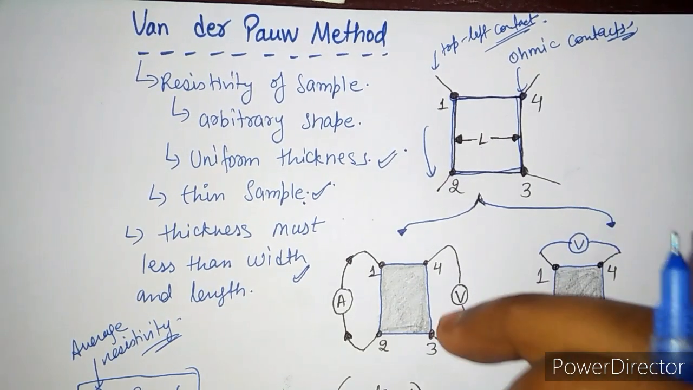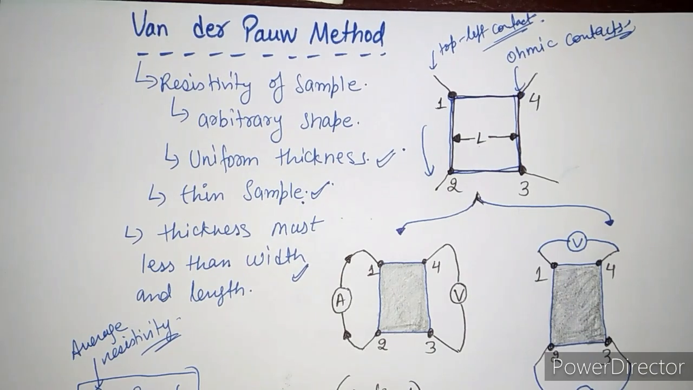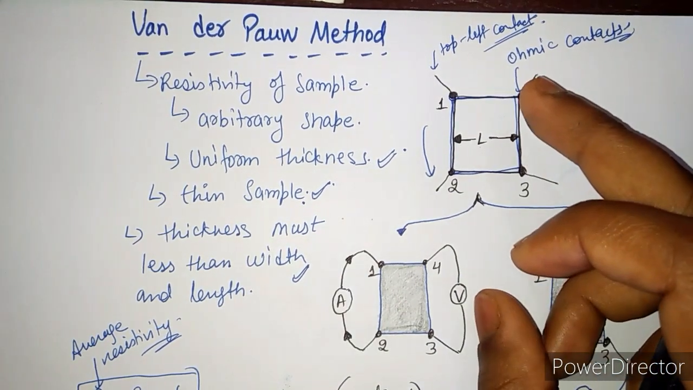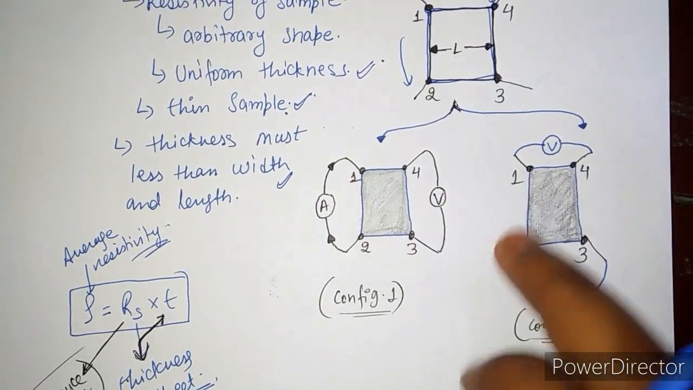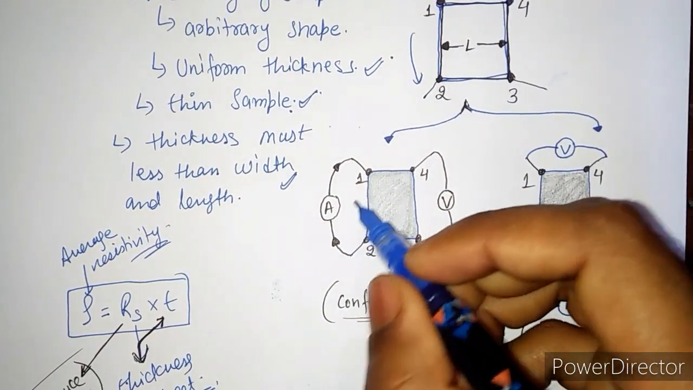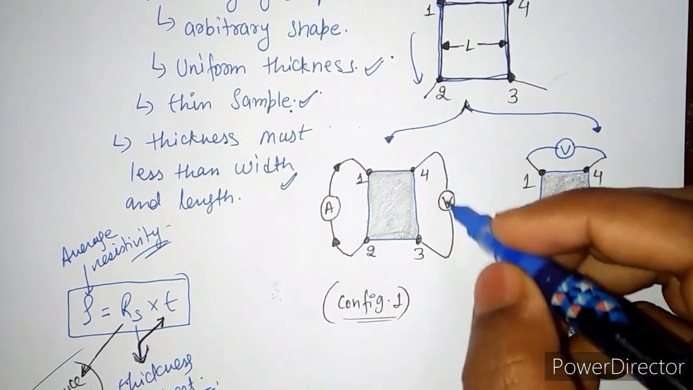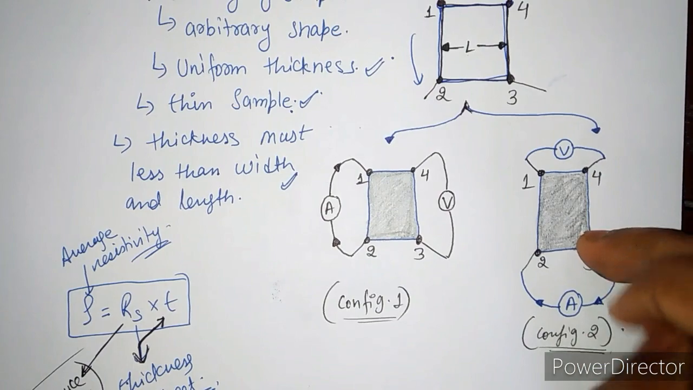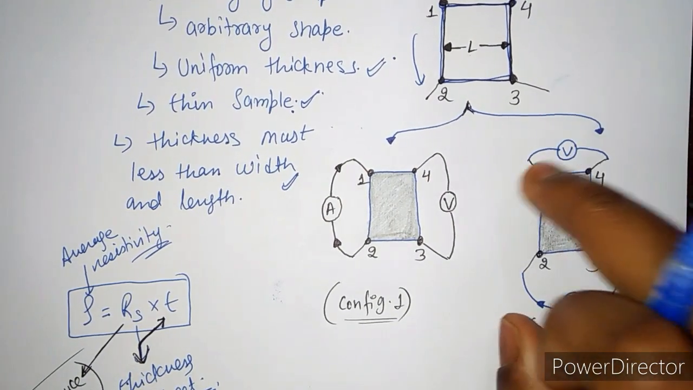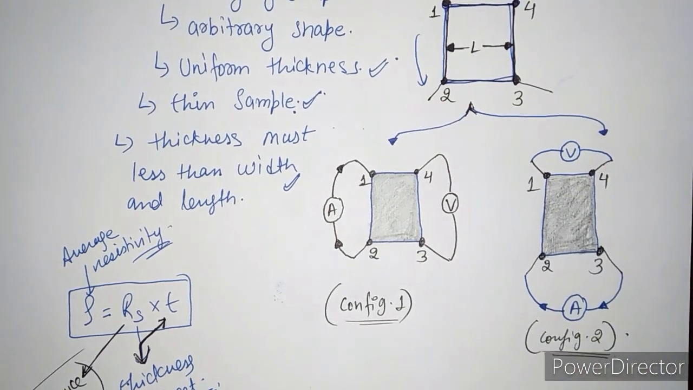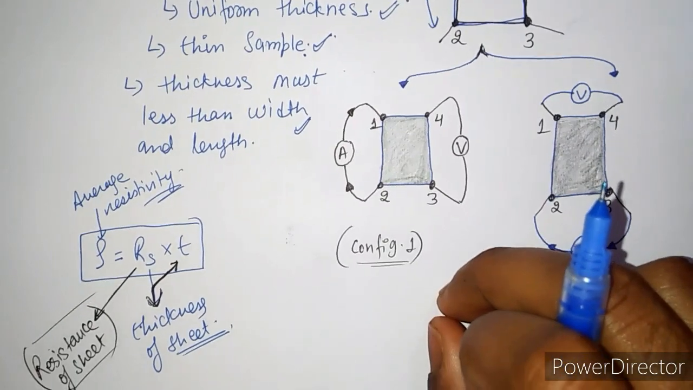Now we connect the voltmeter across 2 contacts and the ammeter across two other probes to find the voltage. So these are the two configurations. In the first configuration, the ammeter is connected at the first and second probe, and the voltmeter is connected between the fourth and third probe. And in the second configuration, the ammeter is connected between the second and third probe, and the voltmeter is connected between the first and fourth probe. In the van der Pauw method, there is a formula to find the resistivity of a sample.